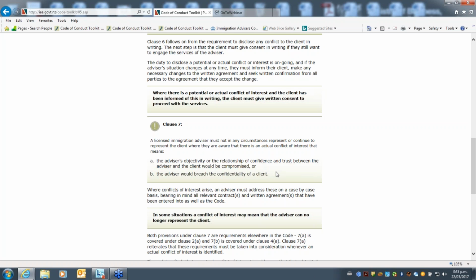I mean, maybe another client's confidentiality you're breaching. And can you maintain a relationship of confidence and trust with the client in light of the conflict of interest? And I think a real one to consider here is that case of you wishing to employ the client. Can you actually be the advisor and the potential employer in this circumstance?